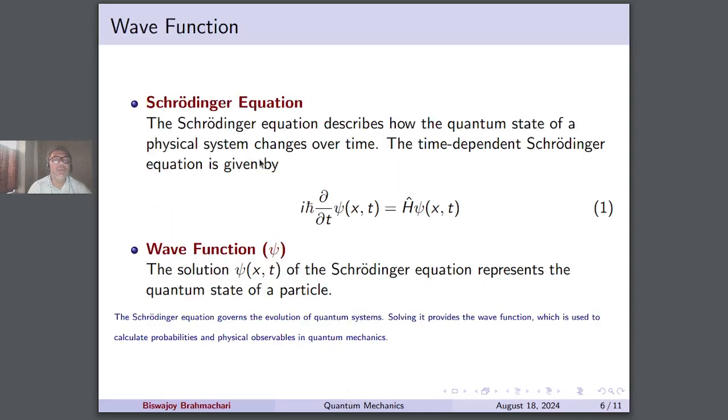Now, what is Schrödinger equation? Schrödinger equation describes how quantum state of a physical system changes over time. So this is a differential equation. And what is a wave function? Wave function is the solution of the Schrödinger equation, which represents the quantum state of a particle. The Schrödinger equation governs the evolution of quantum systems. Solving it provides the wave function, which is used to calculate probabilities and physical observables in quantum mechanics.